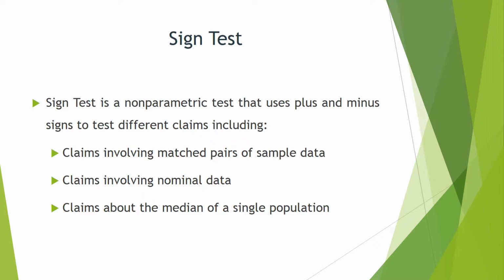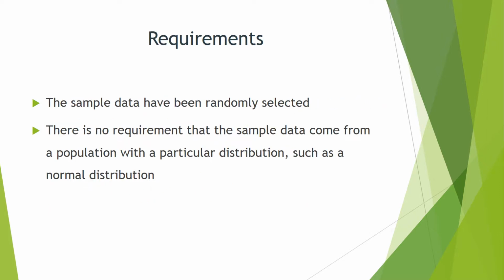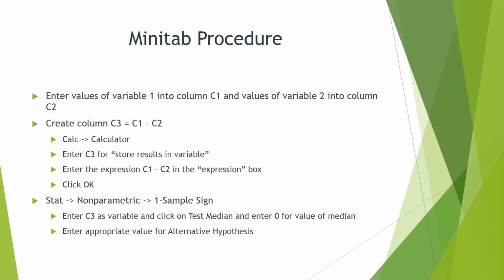It can involve nominal data, even though we're not going to look at nominal data in this class, and it can test claims about the median of a single population. We're just going to do the first two: the matched pairs and the median. The requirements are that the sample data needs to be randomly selected, and other than that, there's no requirement for this data.